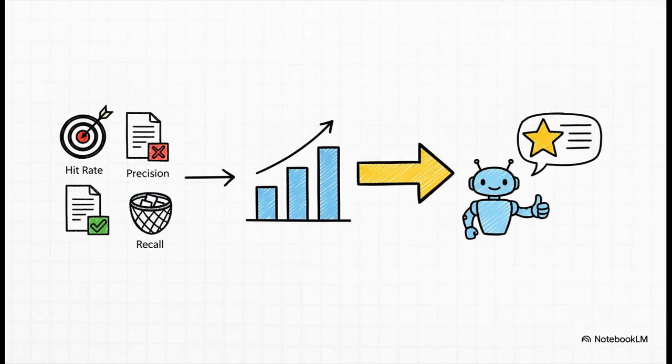And this is the real takeaway. All that hard work you put into improving your retrieval, your hit rate, your precision, your recall, it has a direct, measurable, and positive impact on the quality of your final answers. You can finally prove that your changes are making the system better.